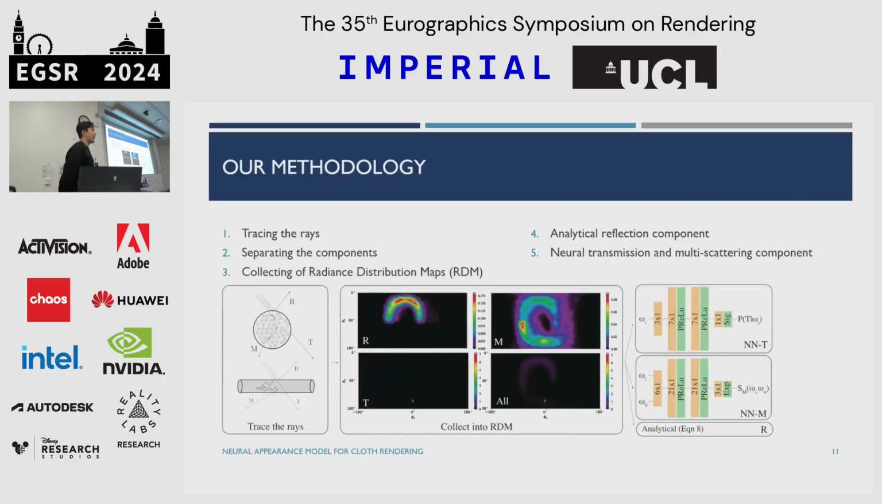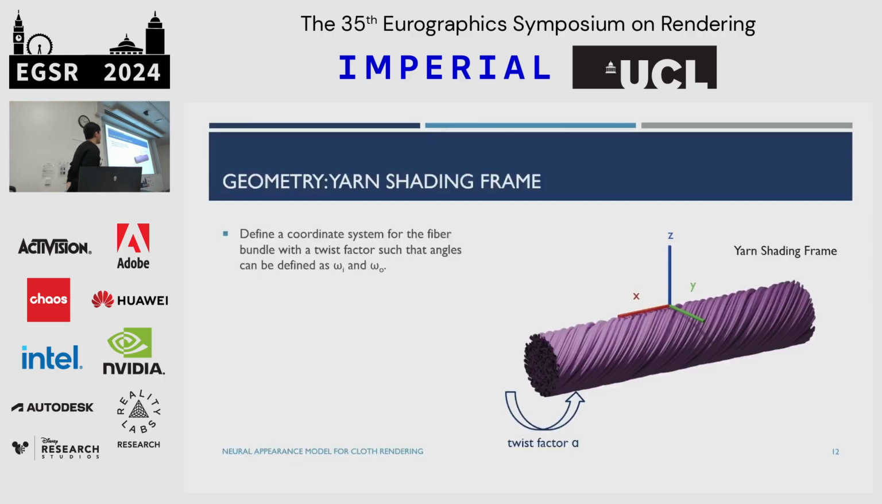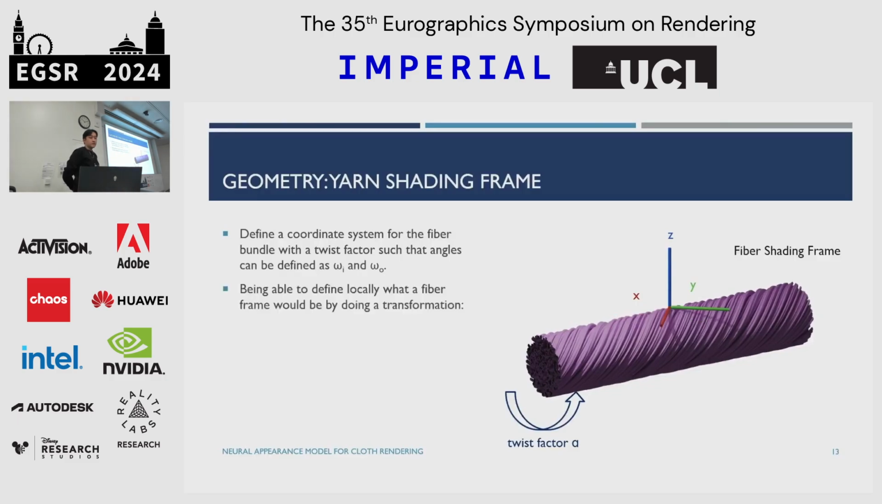So here is our methodology. On a high level, there are 5 steps. But before that, here are some preliminaries. For the geometry, you can see this is an illustration of how a fiber bundle would look. The coordinate system you can just define; we use the Marschner 2003 coordinate system, defined as XYZ, but we still want the fiber shading frame. For each fiber, we provide a twist factor as well. This shows how much the fiber is twisted around the yarn.